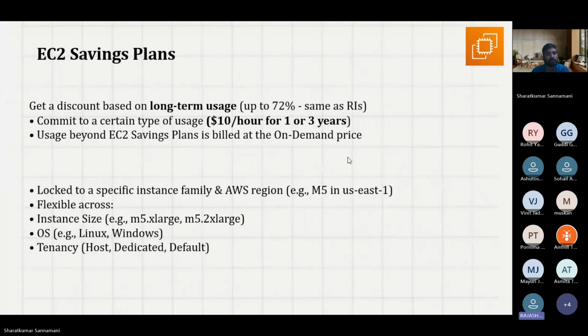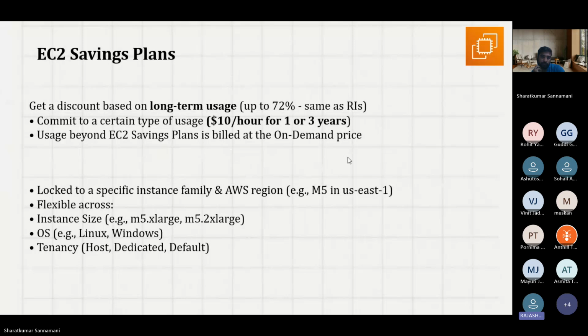Yeah, EC2 Savings Plan. This is another one. In simple words, you are going to commit to the provider: per hour I am going to spend $10 for 1 year. With this commitment, AWS is offering you a discount on your purchasing. That is the only thing you need to know about the savings plan.